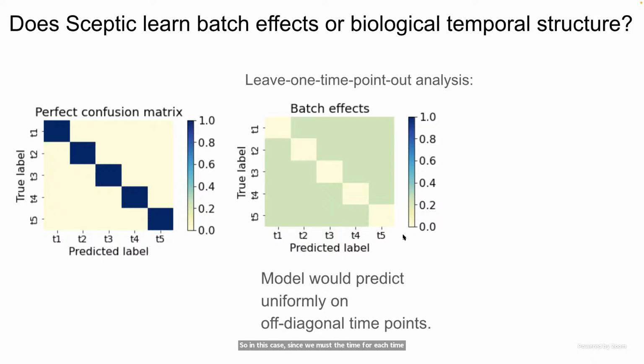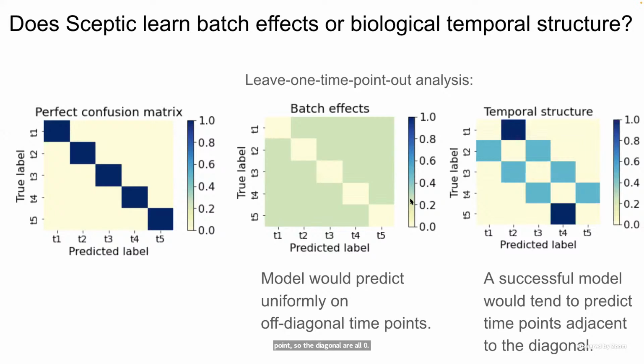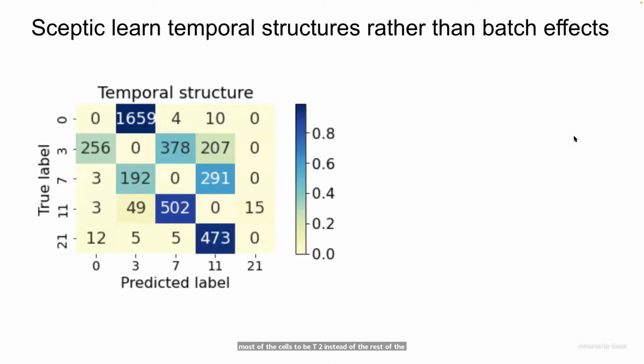If the model is truly learning some temporal structure, we expect a successful model to predict adjacent time points. So if we mask T1, we expect the model to predict most of the cells to be T2, instead of the later three time points. When we do this leave-one-timepoint-out analysis, we found that our model is indeed predicting most of the cells close to the diagonal.